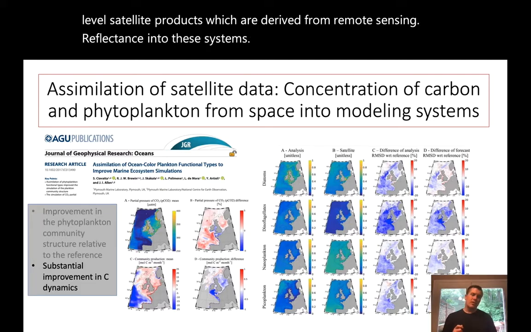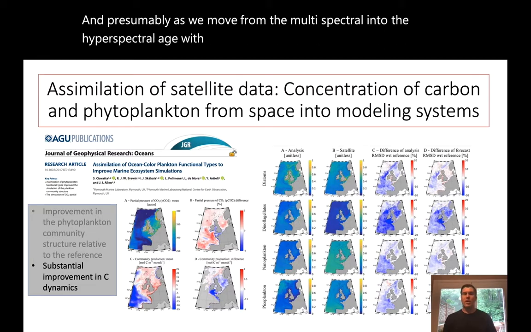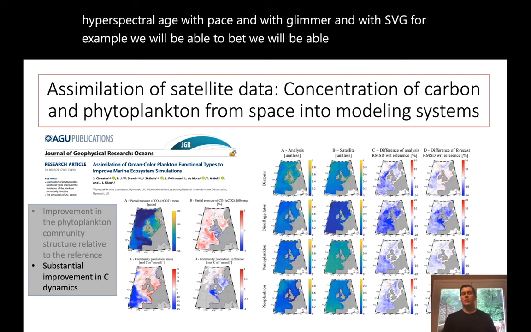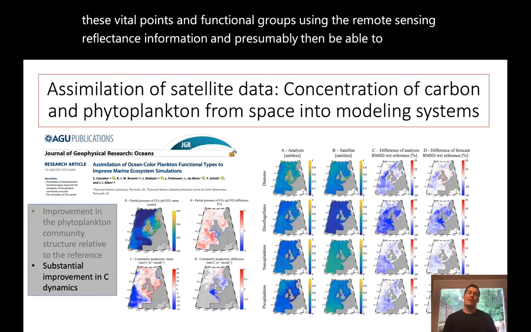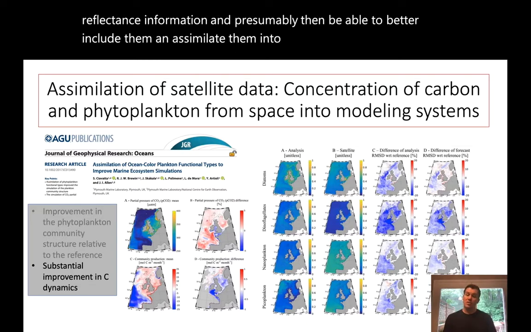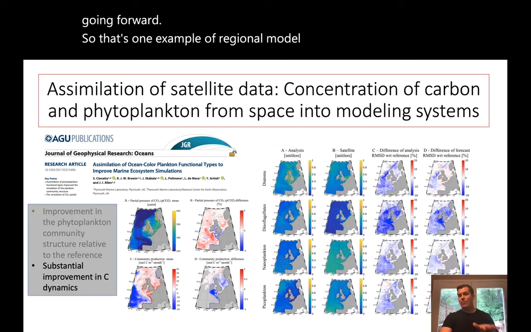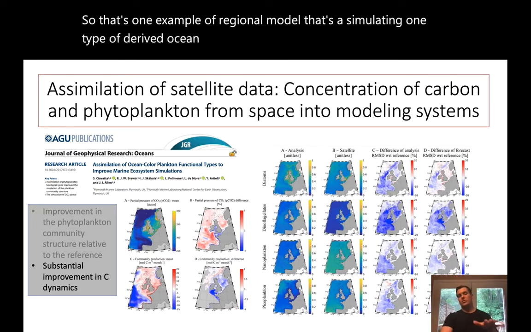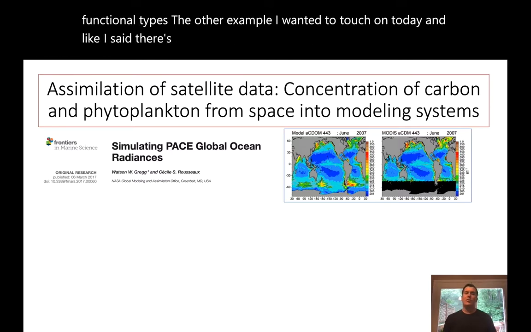And presumably, as we move from the multispectral into the hyperspectral age with PACE and with Glimmer and with SBG, for example, we will be able to better distinguish these phytoplankton functional groups using the remote sensing reflectance information, and presumably then be able to better include them and assimilate them into the ocean model predictions going forward. So that's one example of a regional model that's assimilating one type of derived ocean color product, which is the phytoplankton functional types.